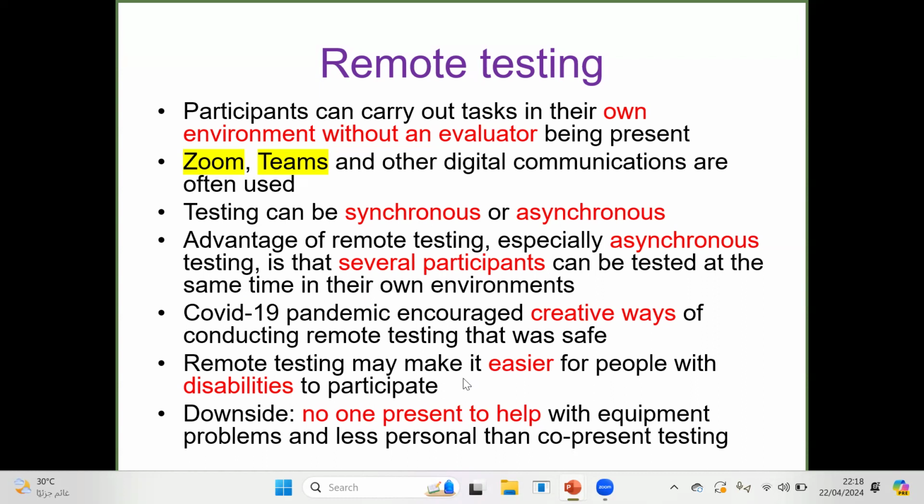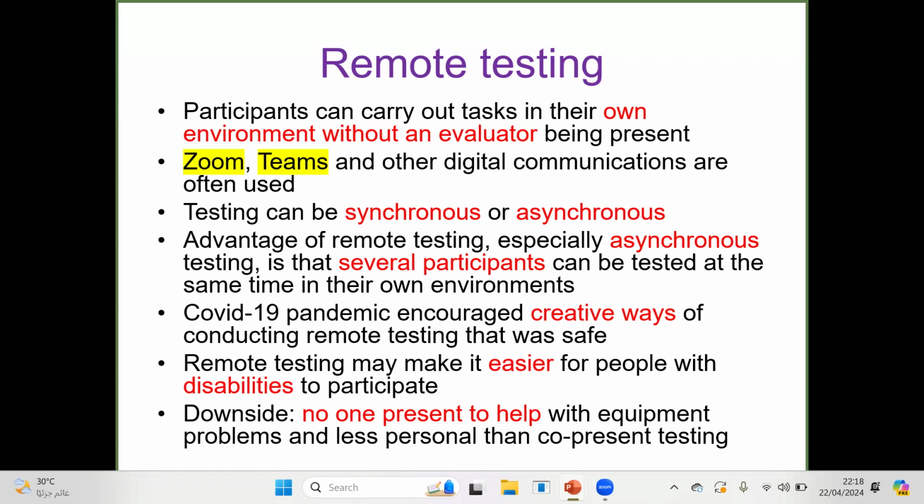Remote testing may make it easier for people with disabilities to participate. It makes it easier for participants to do the usability testing at their own home. They don't need to come to the lab. So it becomes much easier for a disabled person to do this usability testing remotely.